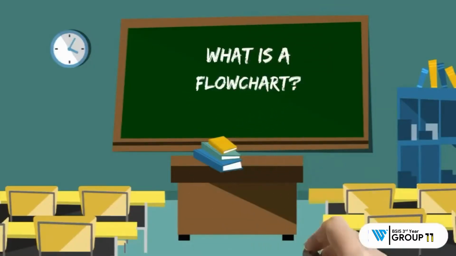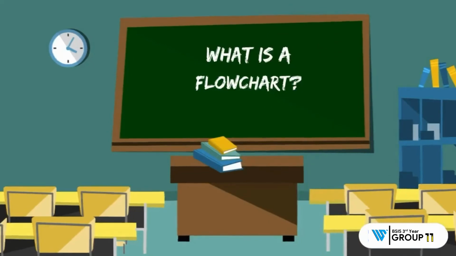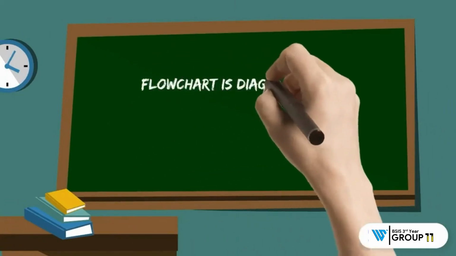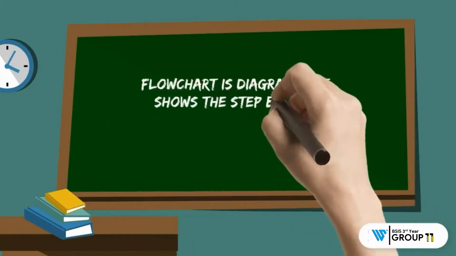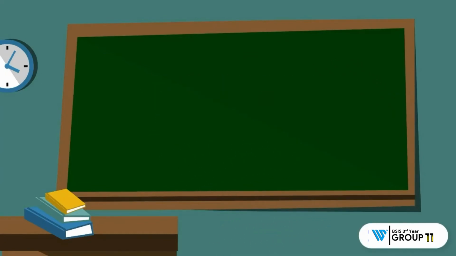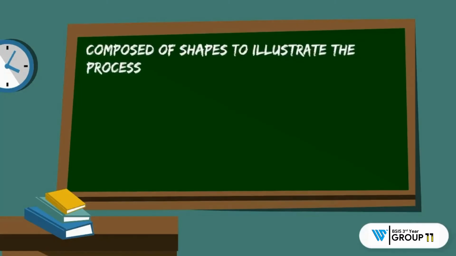What is a flowchart? A flowchart is a diagram that shows the step-by-step process of a program. It is composed of shapes to illustrate the process.